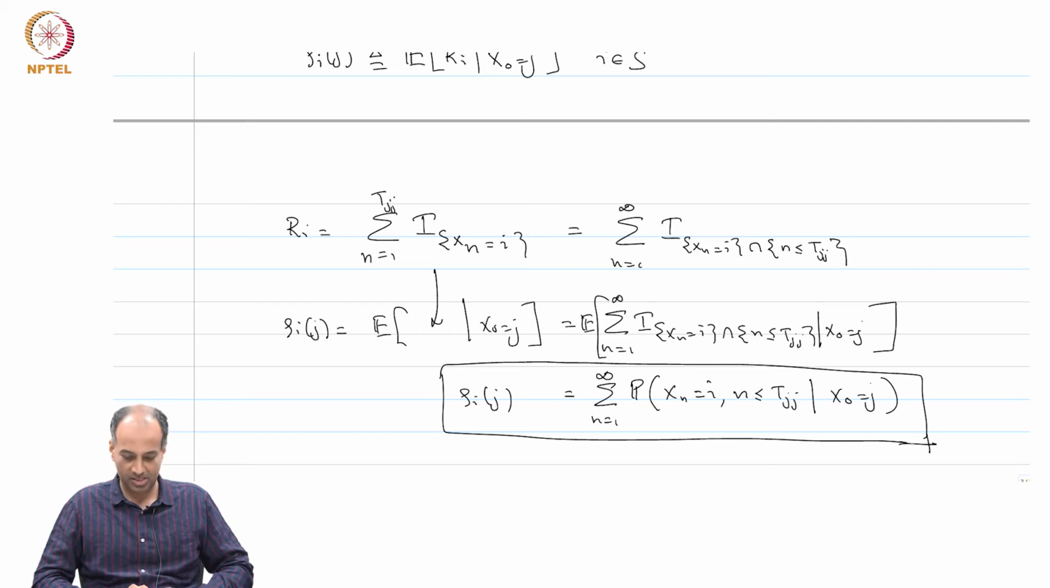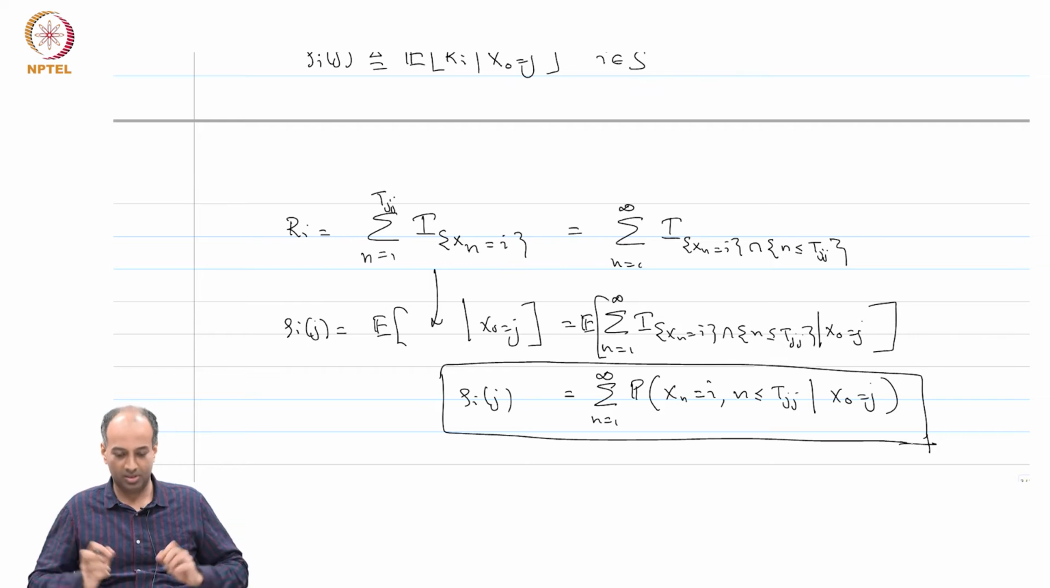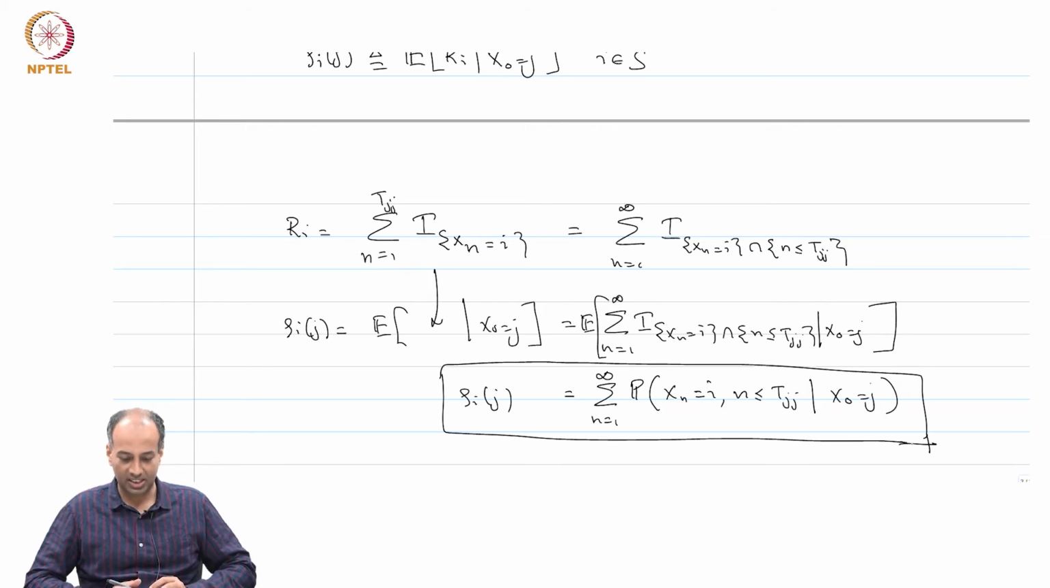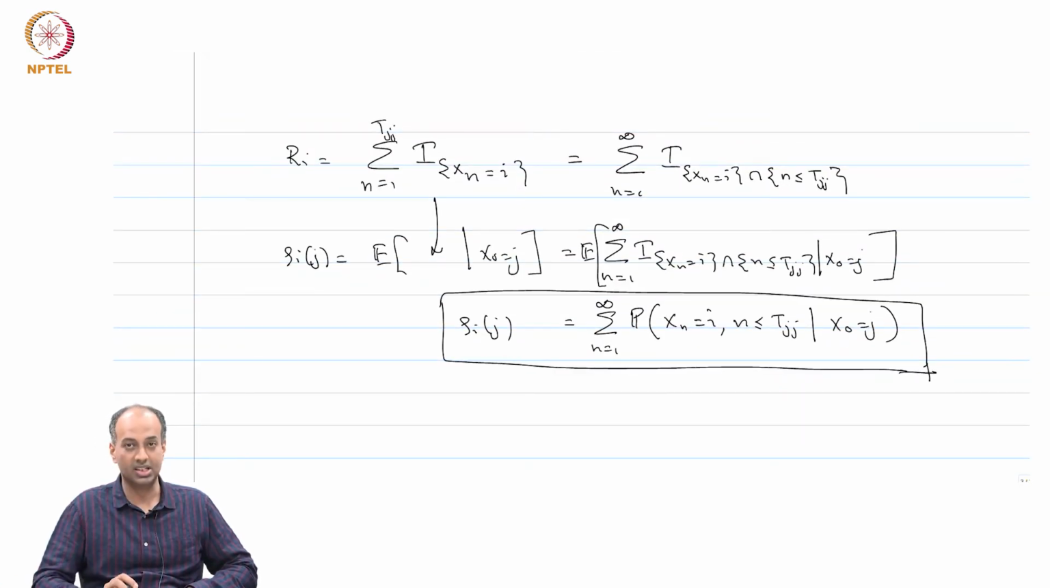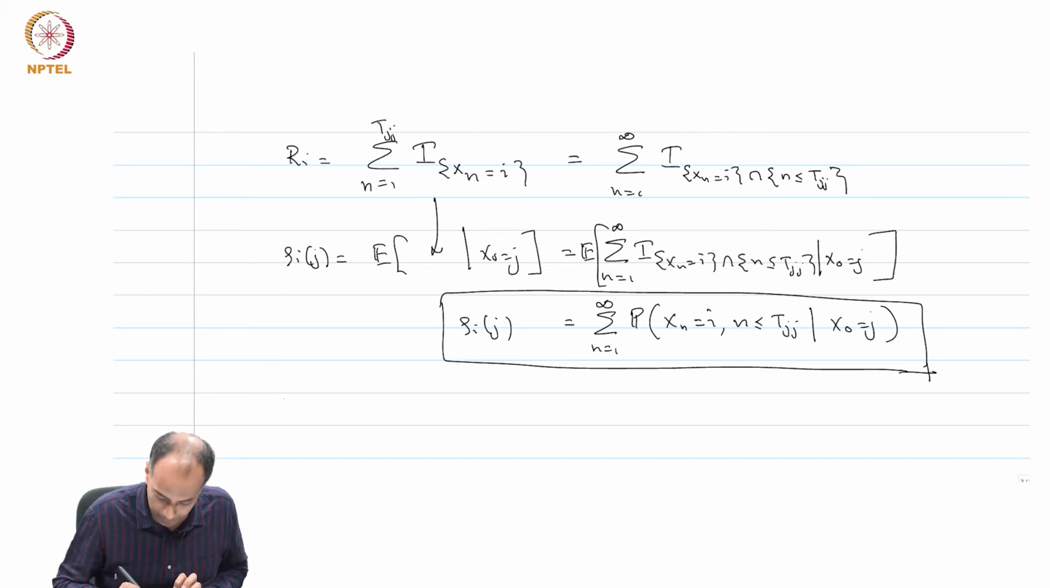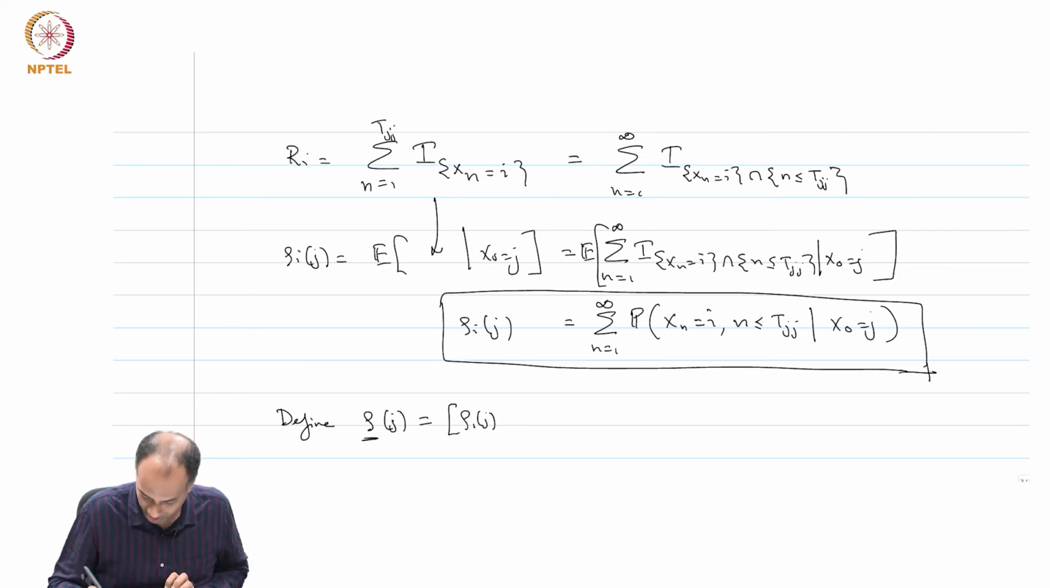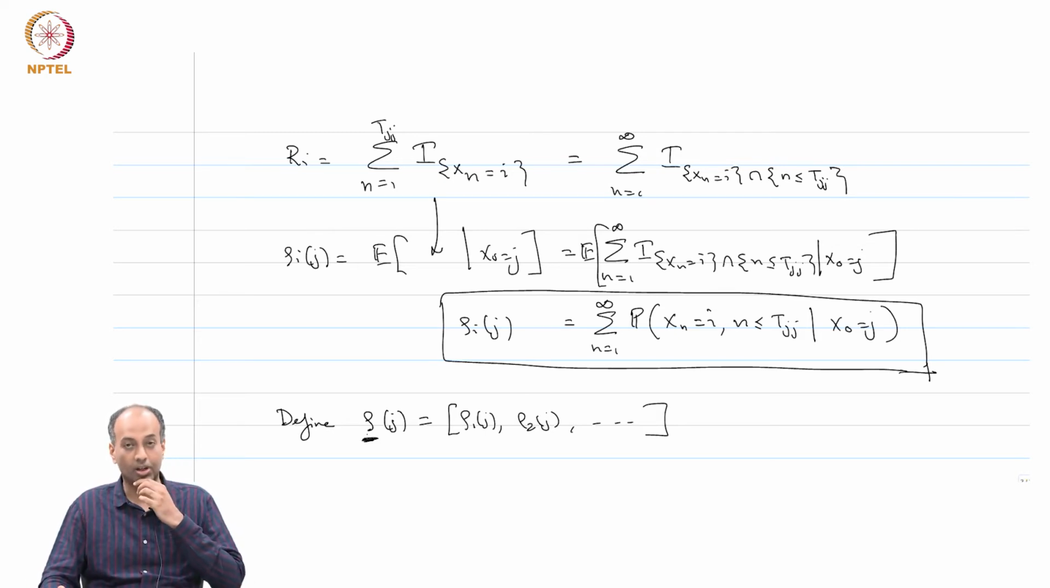Now my claim is that this rho i of j, which is the expected number of visits to state i between two successive returns to j, is some kind of a stationary measure, in the sense that it satisfies the balance equations. This rho ij will turn out to be a number. Let me also define the vector rho of j as rho 1 of j, rho 2 of j and so on, over all the states. So this is a vector which contains all the rho i of j as you run over i.